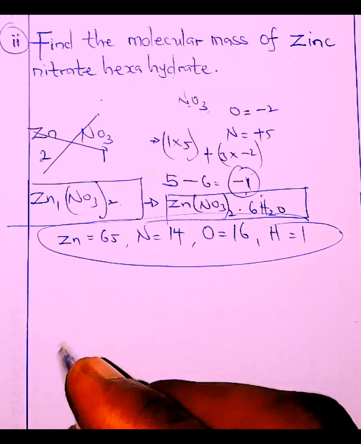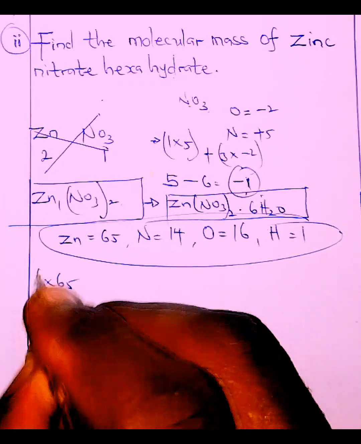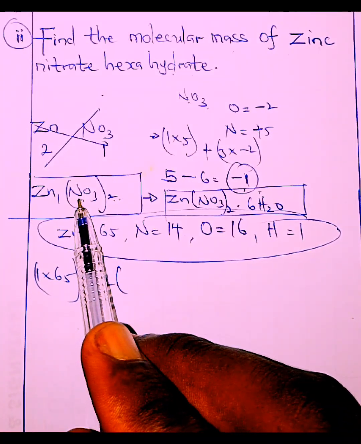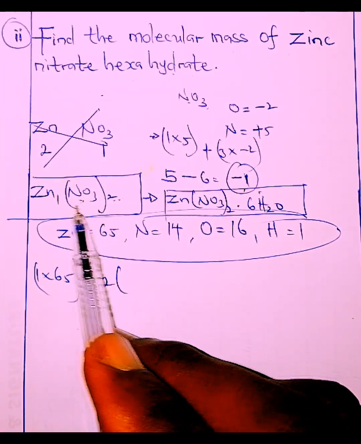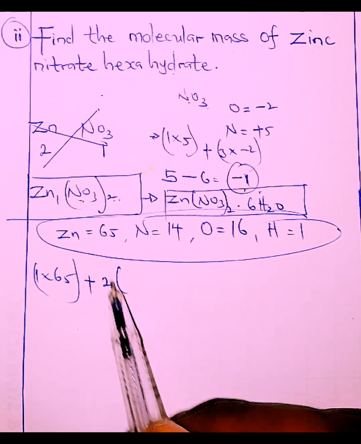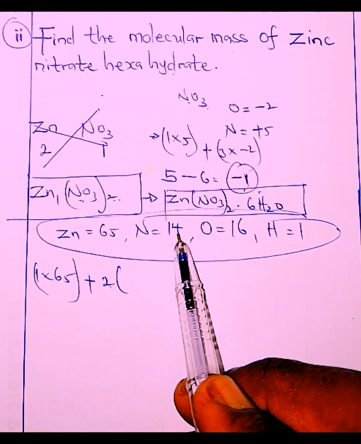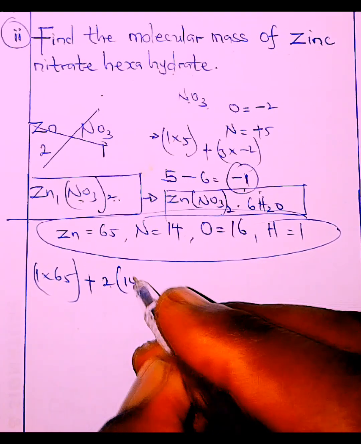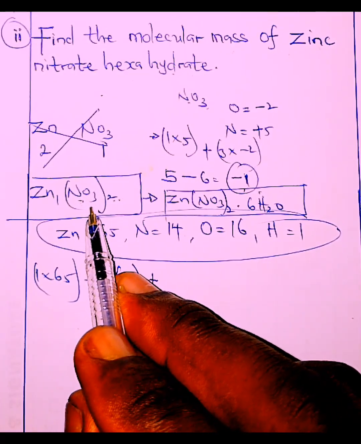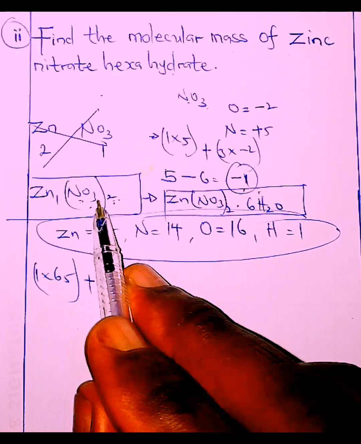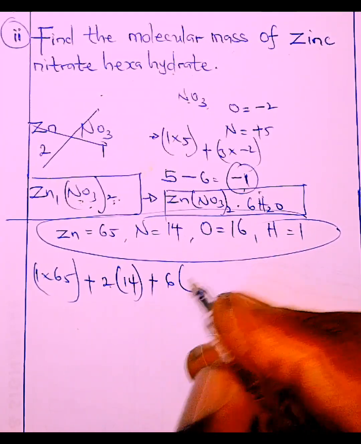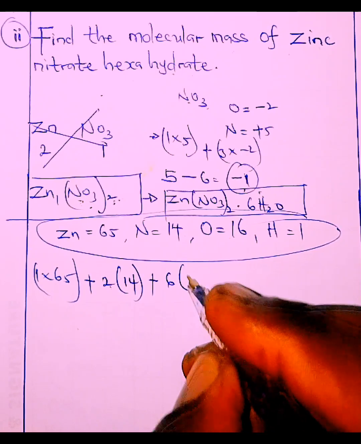So what do we have? Zinc is 1 atom. That will be 1 times 65. Then plus, don't forget, nitrogen here is 1 atom, but we have 2 atoms for NO3 altogether. So that will be 2 times the nitrogen atomic mass 14. Plus oxygen here has 3 atoms naturally, and we have 2 out here, so that will be 6 altogether. Plus 6, open your bracket, oxygen has an atomic mass of 16.